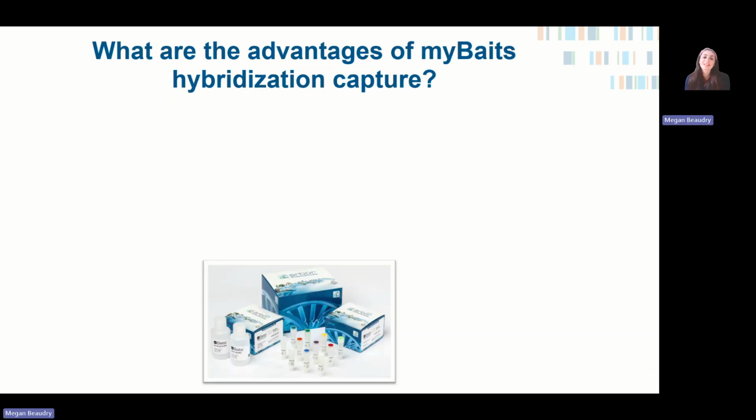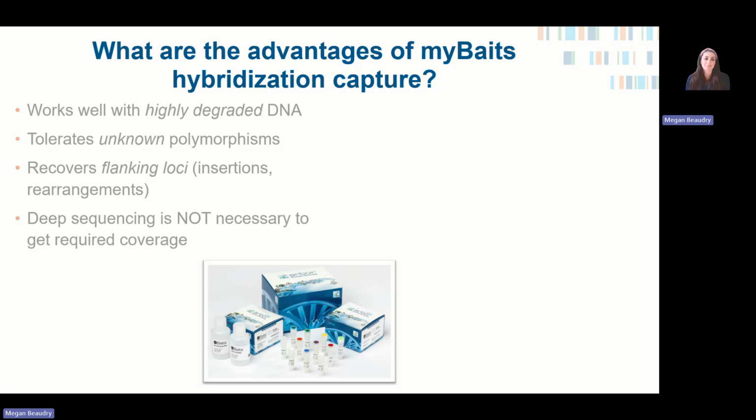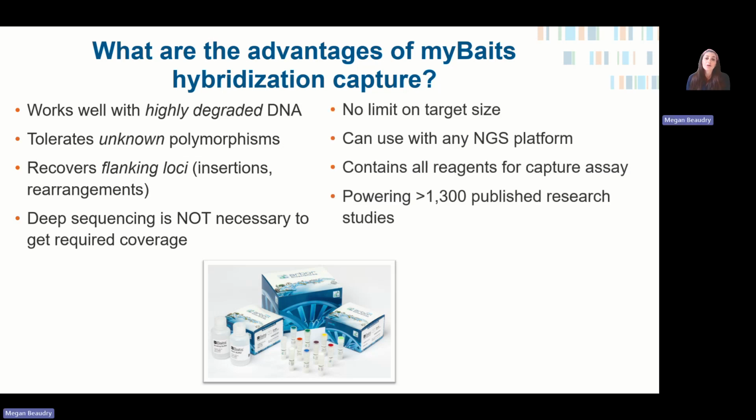So let's wrap up. What are the advantages of MyBaits hybridization capture? Well, MyBaits works well with highly degraded DNA. It tolerates unknown polymorphisms and recovers those flanking loci like we talked about earlier. Additionally, deep sequencing is not necessary to get the required coverage. There's also no limit on the target size, and you can use it with any NGS platform. Additionally, all our kits contain all the reagents necessary for the capture assay. Finally, MyBaits has helped power over 1,300 published research studies to date.